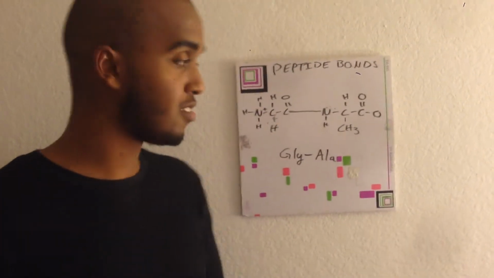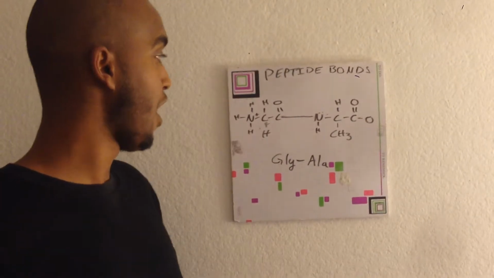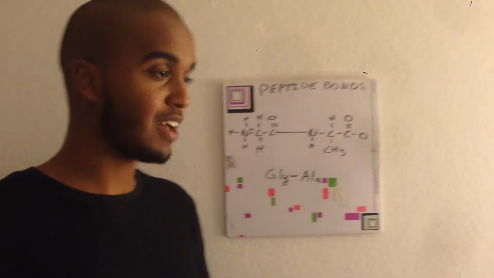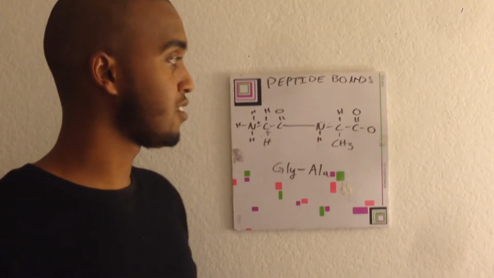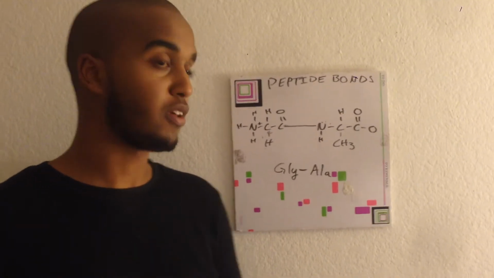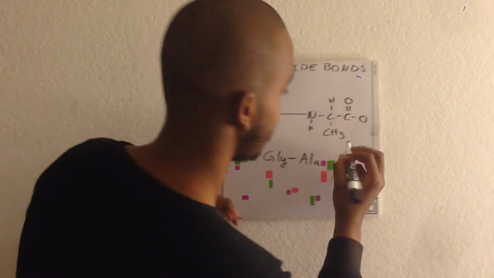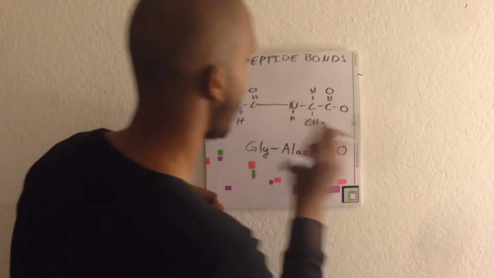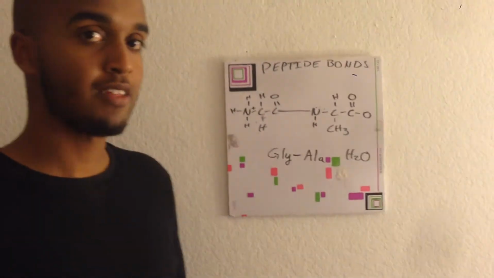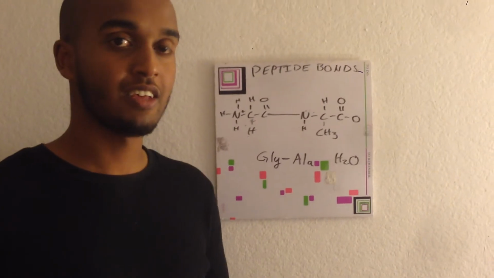To review, as you can see, we've taken 1 oxygen off the far left amino acid, and we took 2 hydrogens off the NH2 on the right amino acid. Then we took off H2O and we simply bonded it together. That is peptide bonds in a nutshell.